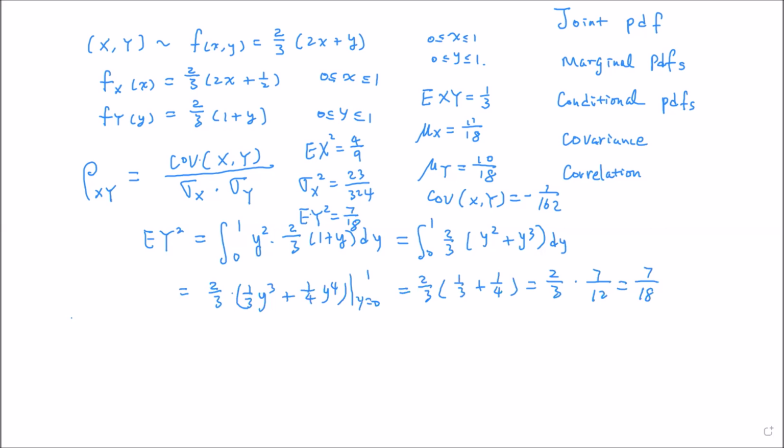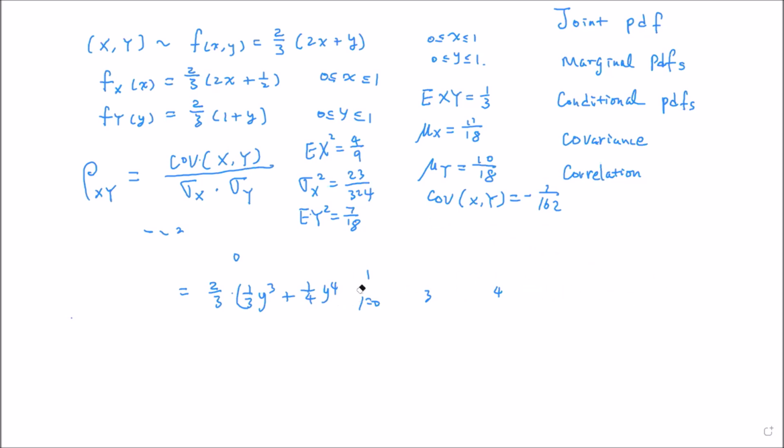Okay, let me quickly check if I have any obvious mistake that I can spot. Right, I didn't find any. Okay, move on. All right, that is E of Y squared.